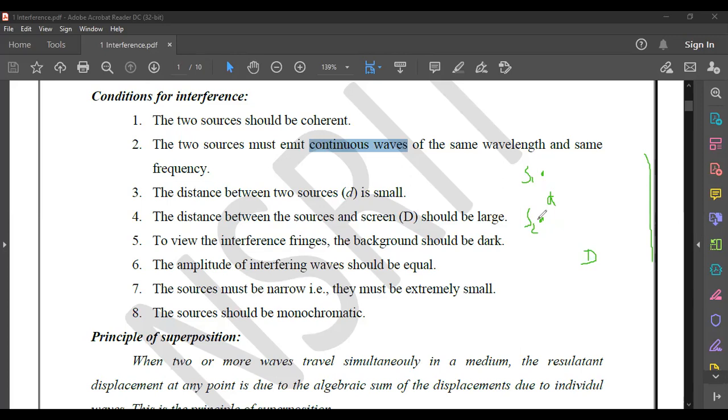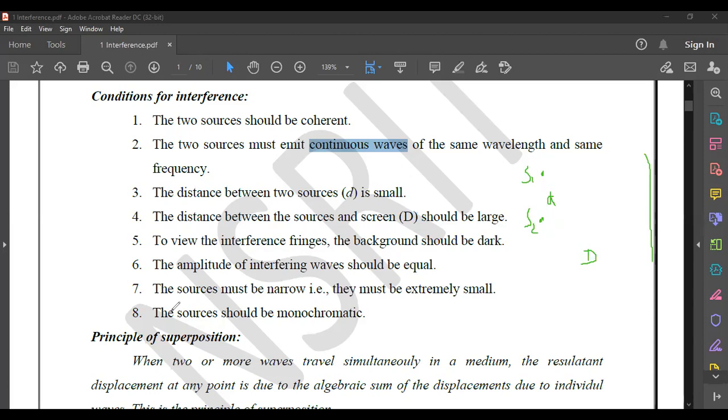Next, the sources should be monochromatic. Of course, this is also a laboratory limitation only, not a theoretical limitation. Do only monochromatic sources produce interference? The answer is no. Polychromatic sources can also produce interference.